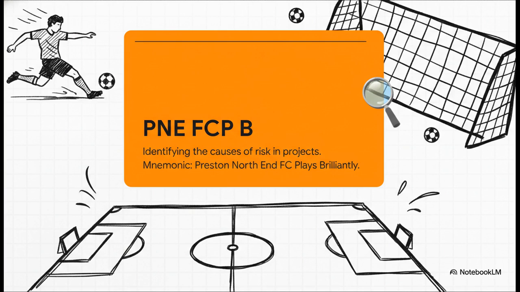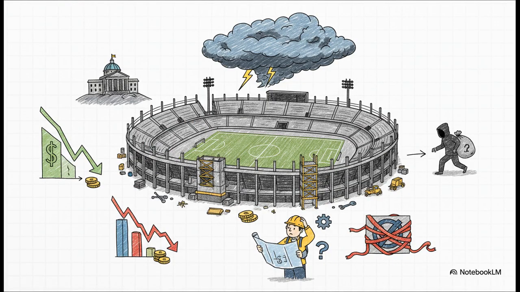To identify the major causes of risk in any project, all you have to remember is this one simple phrase. Preston North End Football Club plays brilliantly. Let's lock this in with a quick story. The club is building a brand new stadium. Political risk, the government suddenly blocks the permit. Natural risk, the pitch floods a week before opening day.